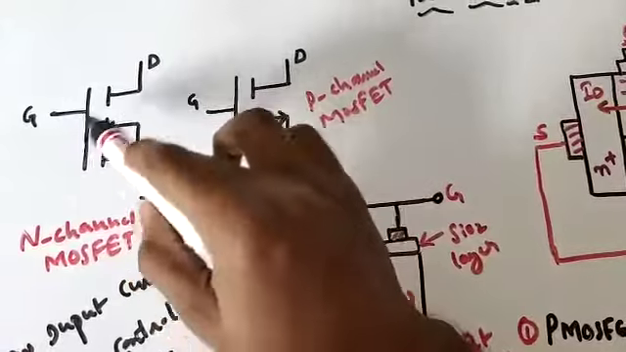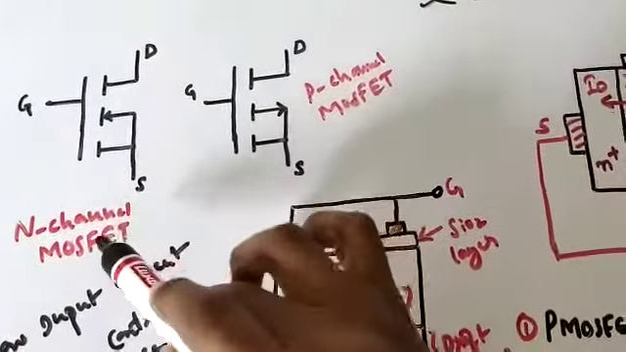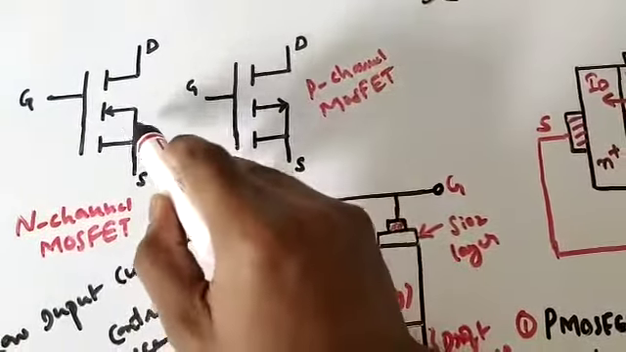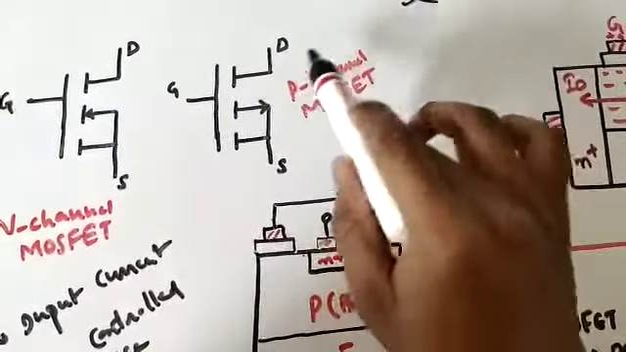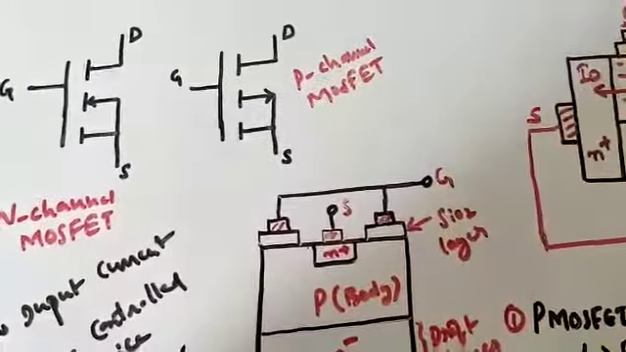Power MOSFET has three terminals: gate, drain, and source. This is an N channel MOSFET, where the arrow is going inside, and this is where the arrow is going out, coming outside. This is a P channel MOSFET. Gate, drain, and source are the terminals, right?